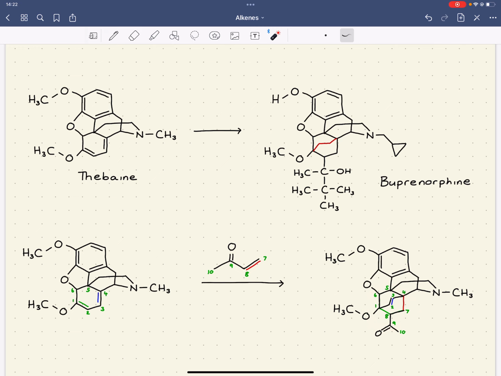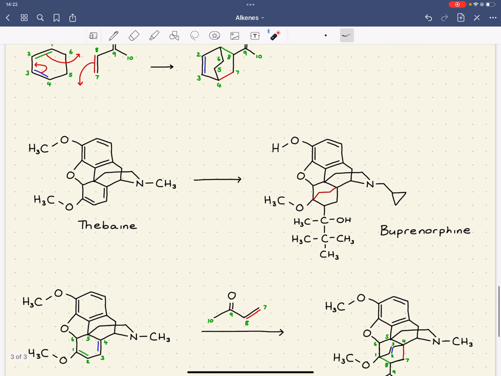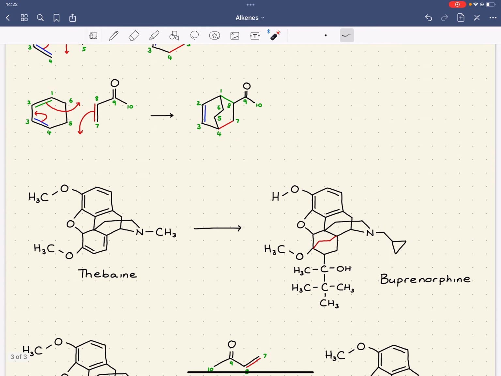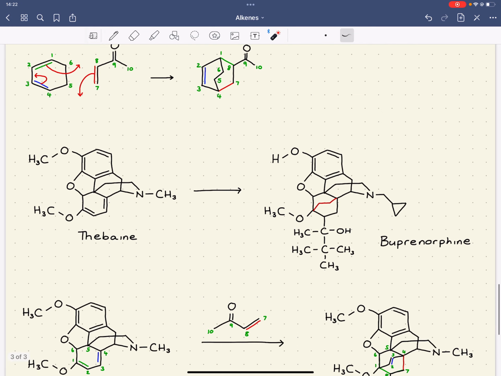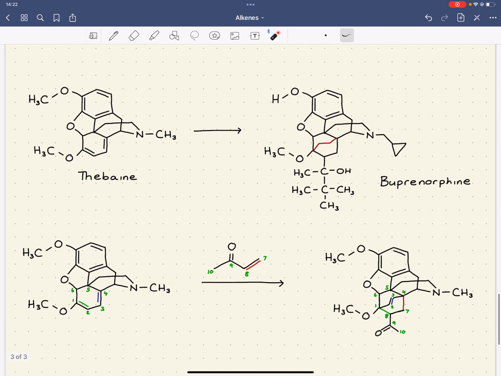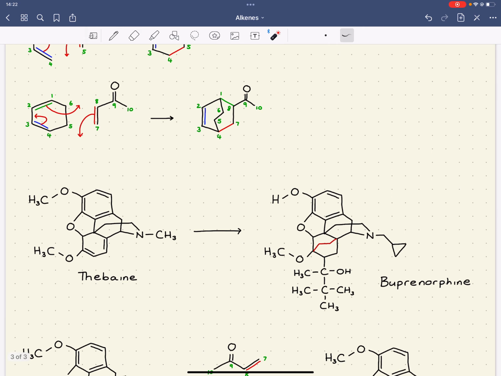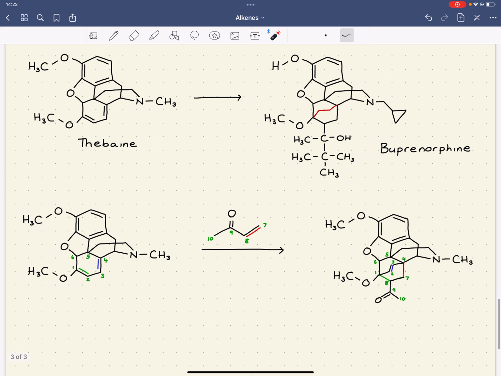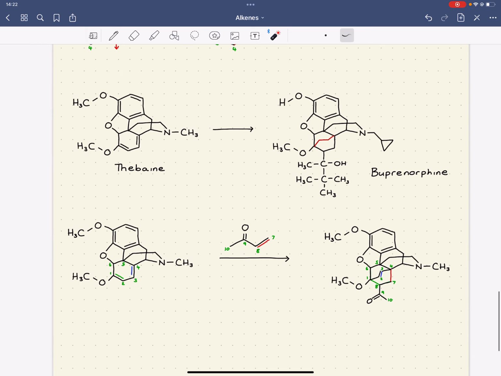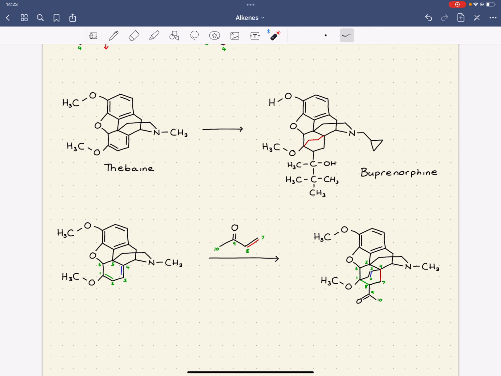And again, the product structure there, you should be able to figure out from this product structure here. I've literally just made carbon 2 and 3 the bridge, rather than carbons 6 and 5, but they're basically the same thing. So that's an example of a Diels-Alder reaction. It's where the Diels-Alder reaction is important.